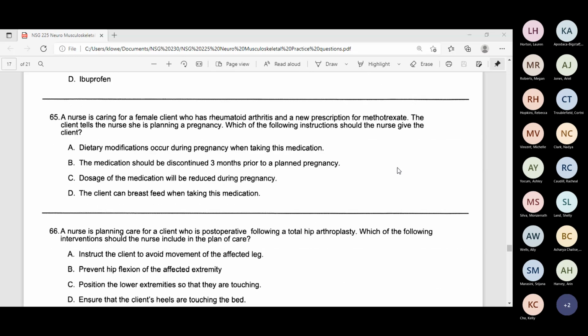Nurse is caring for a female client who has rheumatoid arthritis and a new prescription for methotrexate. The client tells the nurse she's planning a pregnancy. Which of the following instructions should the nurse give the client? B. Yeah, so it's teratogenic. They shouldn't take it if they're going to be pregnant. So she should discontinue it 3 months prior to planning a pregnancy.